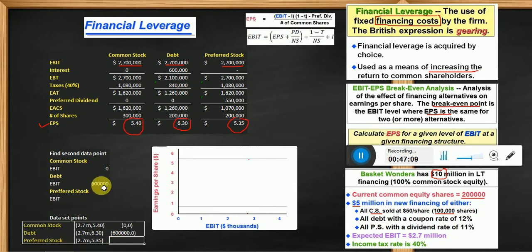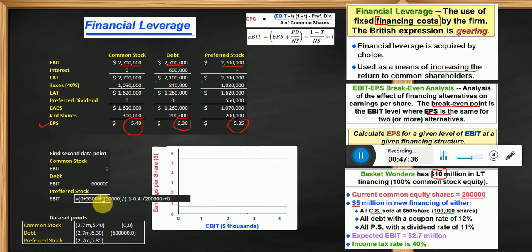We are just copying the same formula here and just put it here, and we find out this is the same. Why? Because the number of shares and the preferred dividend are also the same. Only, because in the preferred dividend we are not paying interest, you have to put 0 here. But in the formula, look at PD, preferred dividend. Here you have to put 550,000.